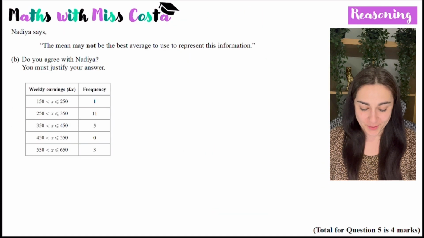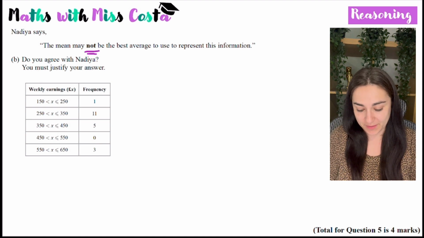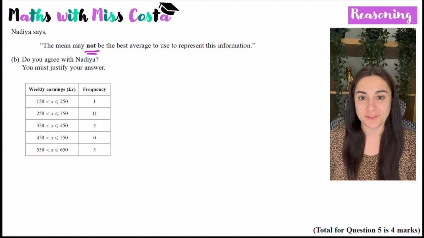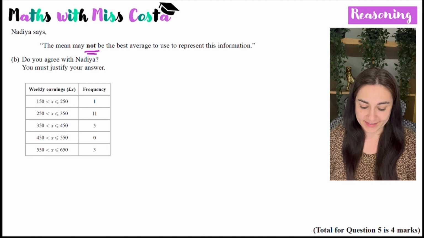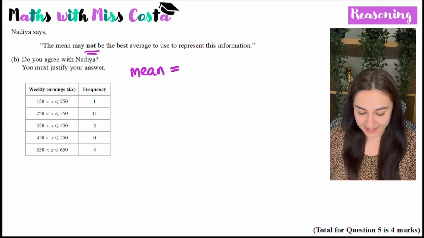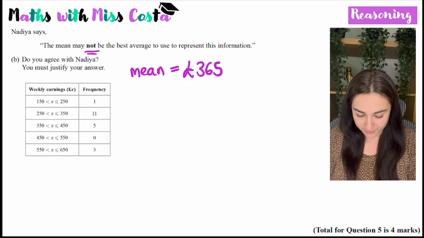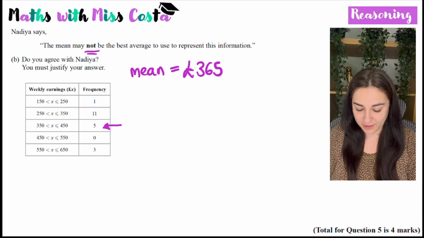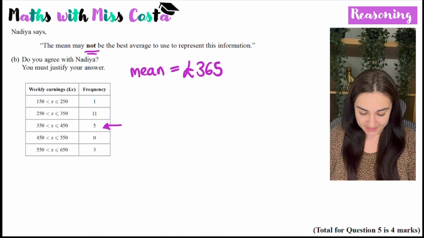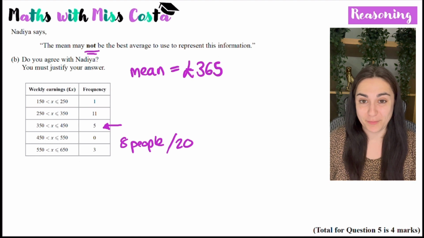Okay, so now I am being told that Nadia thinks that the mean may not be the best average to use to represent this information. Do you agree with Nadia? Well, what is the mean telling me? It's trying to tell me the average salary, and according to the mean, the average salary is 365. But let's think about how many people actually earn 365. That's not the majority. So only 8 people out of 20 earn £365 or more.